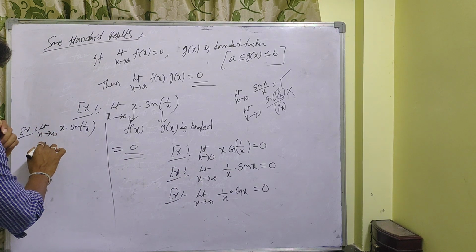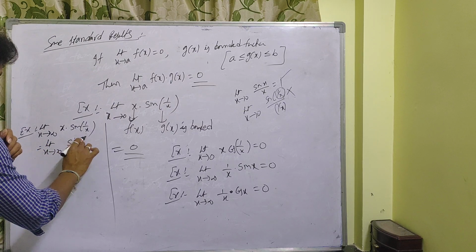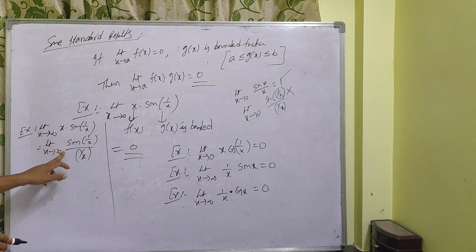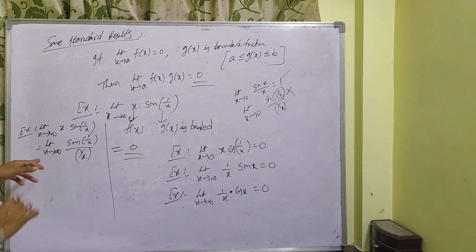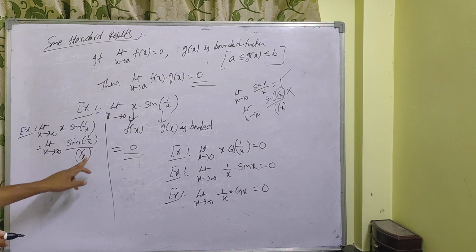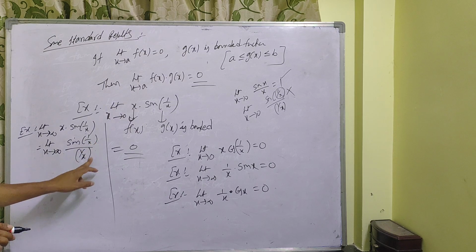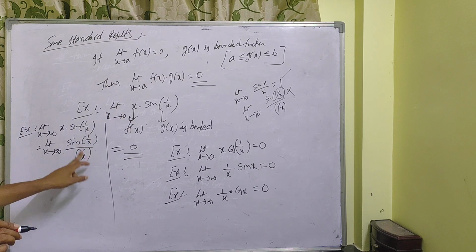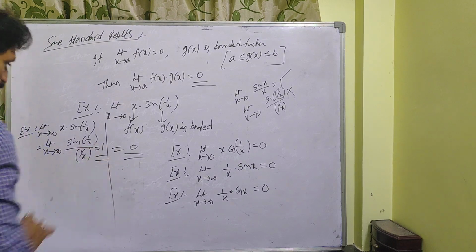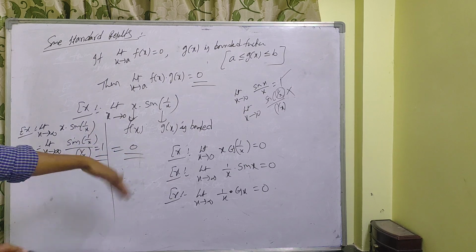Limit x tends to infinity: this one you can write as sin(1/x) divided by 1/x. Now you understand, as x tends to infinity, 1/x tends to 0. This is also 1/x. Same in the denominator, so both become 0 only. So it is in the form of sin 0 by 0, so this value becomes 1. So see the difference between these two formulas.